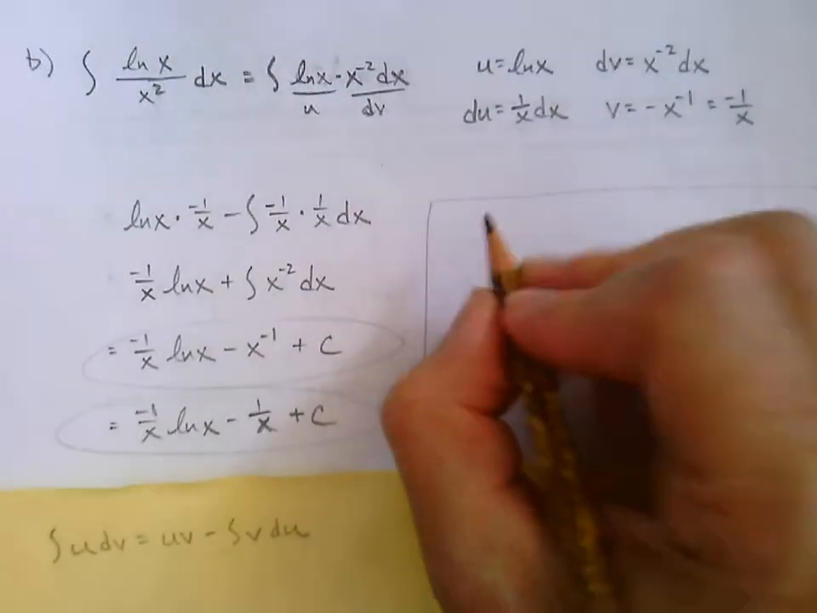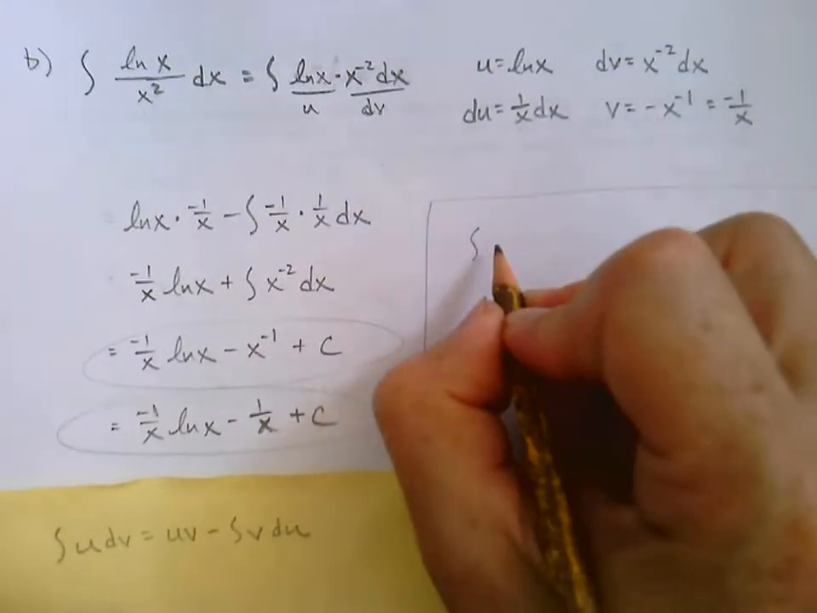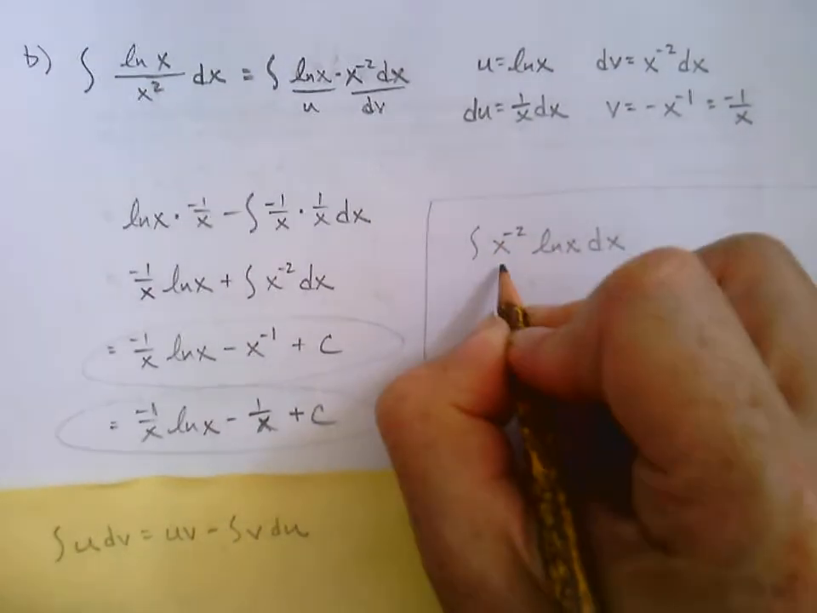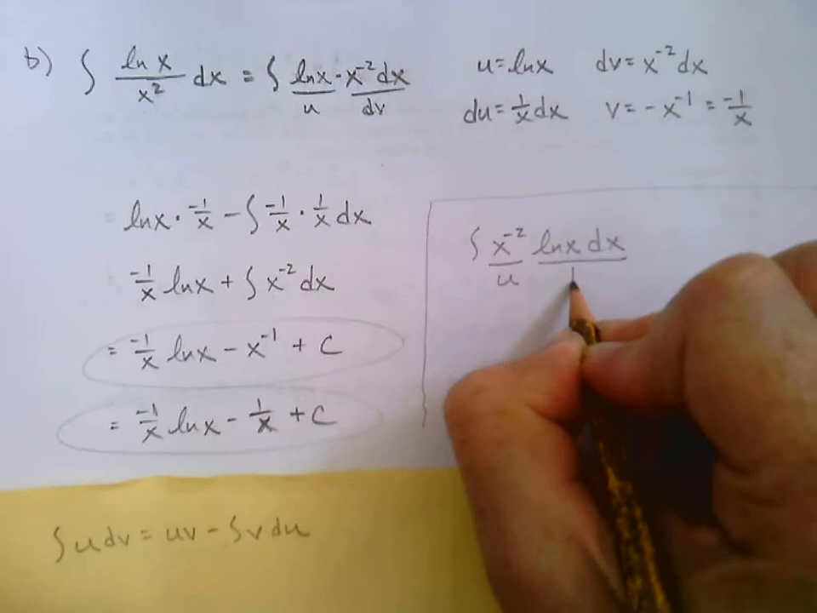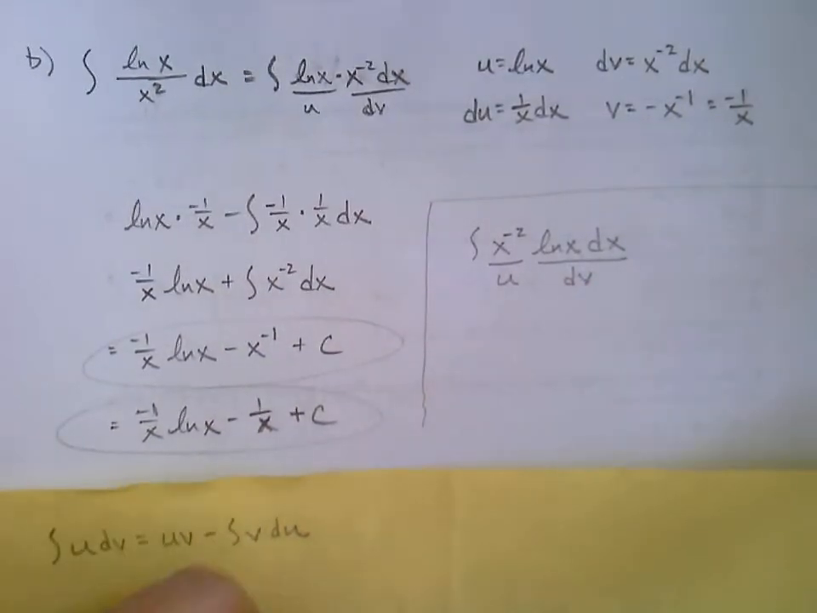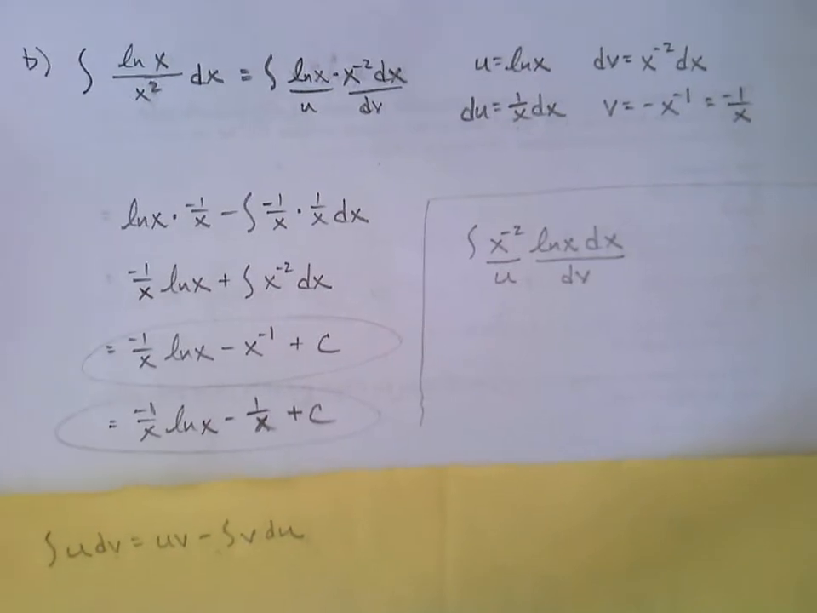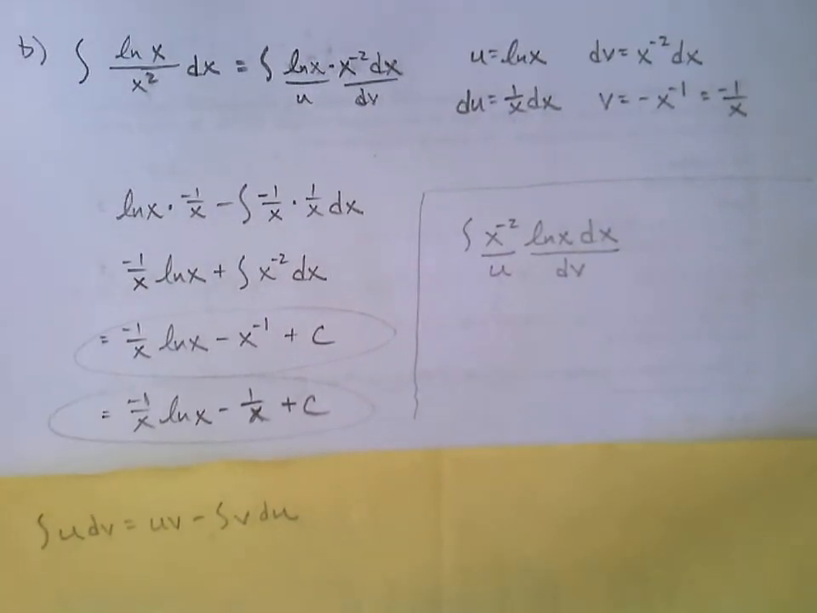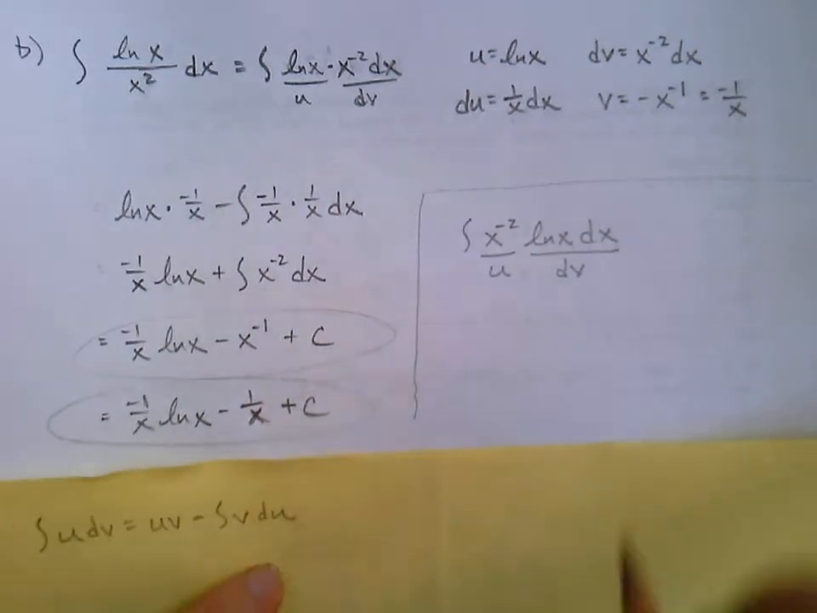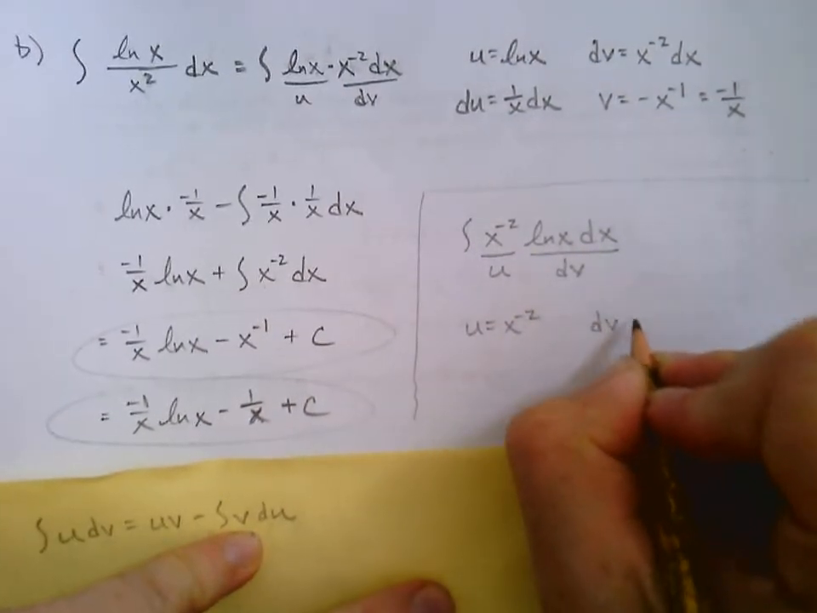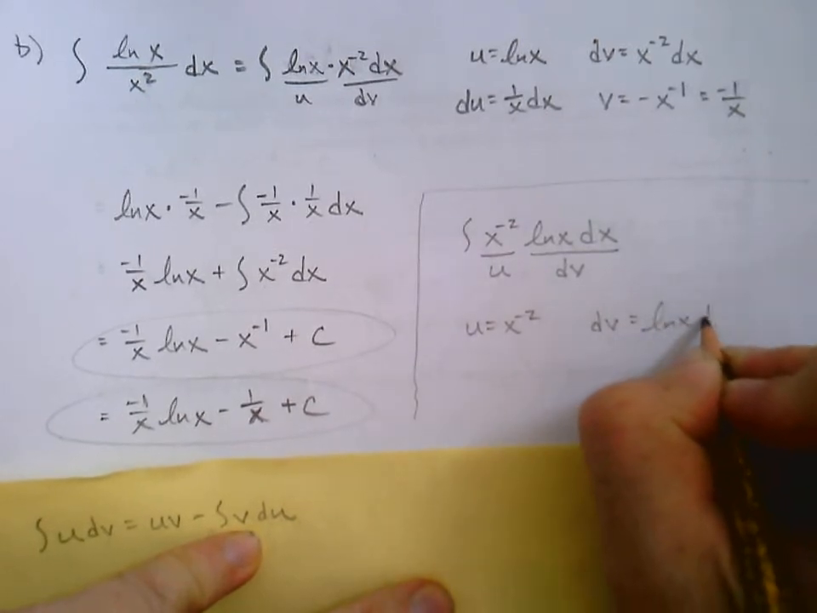Okay, so if we thought of it as integral x to the negative 2 natural log x dx, and this was u, and this was dv, why would that not be a good idea? You might not see it at first, but it would be pretty clear really quick. So if we wrote this out, u equals x to the negative 2, dv equals natural log x dx.